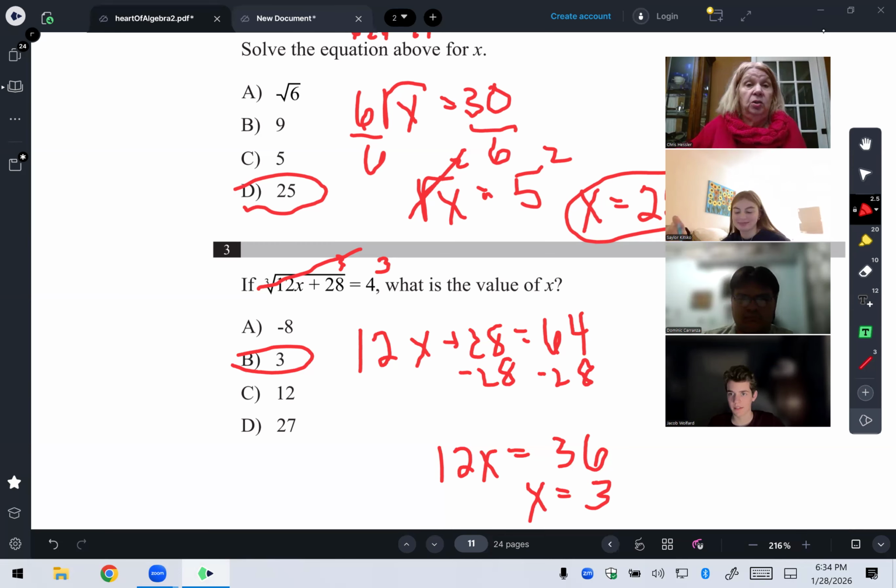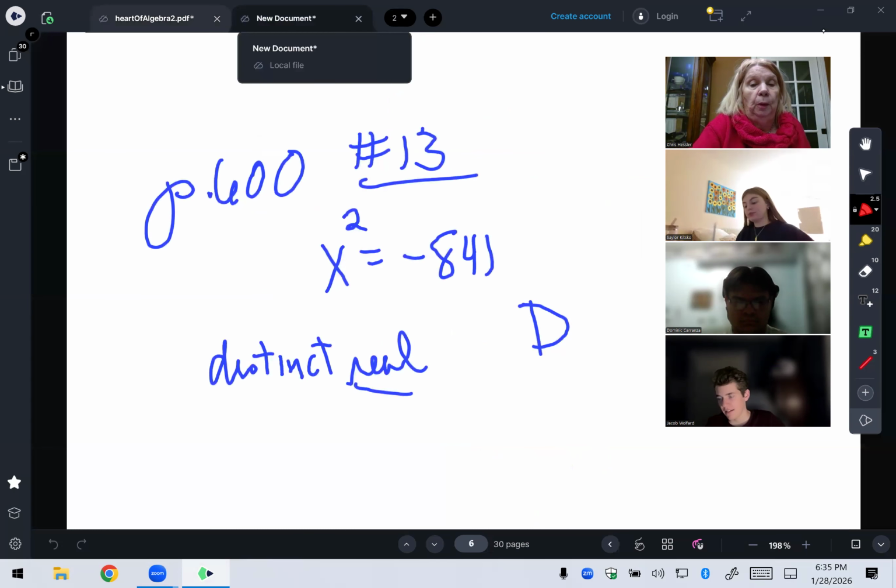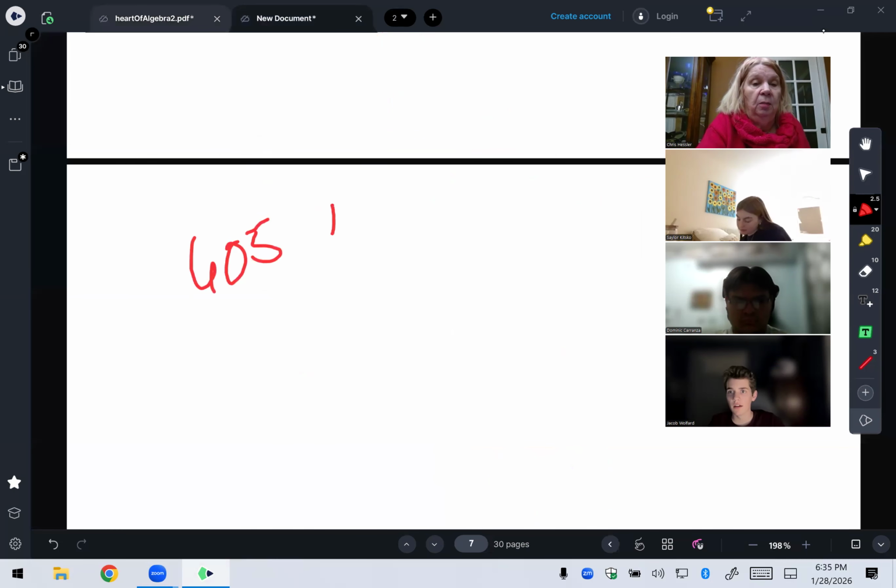So now we're going to try a book one. I'd like to go to 605, number 8. And a break is coming, I promise, because we're going to skip the complex numbers because they took that off the test.